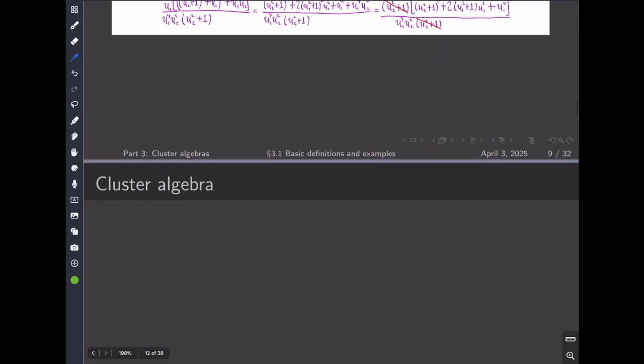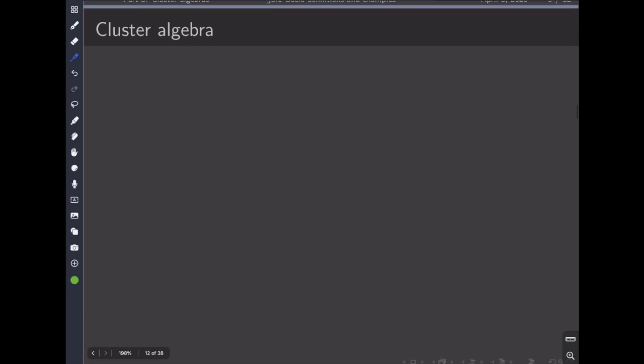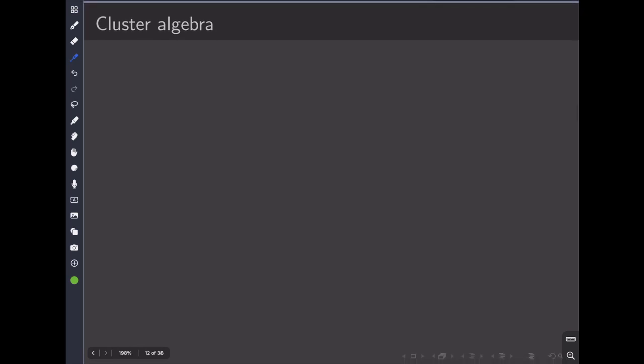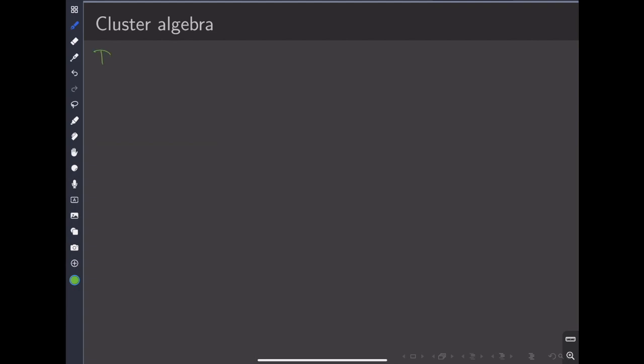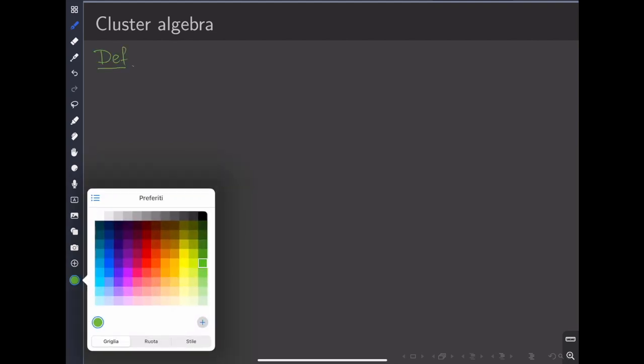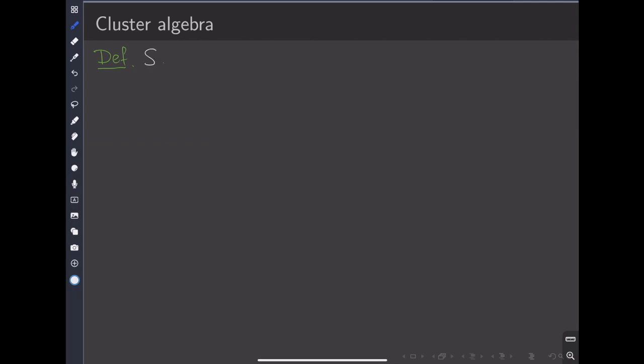Yeah, but I have to define first what the cluster algebra is. So, definition. Suppose we are given a seed. So (Q, U) is a seed. Yes, it's a seed.